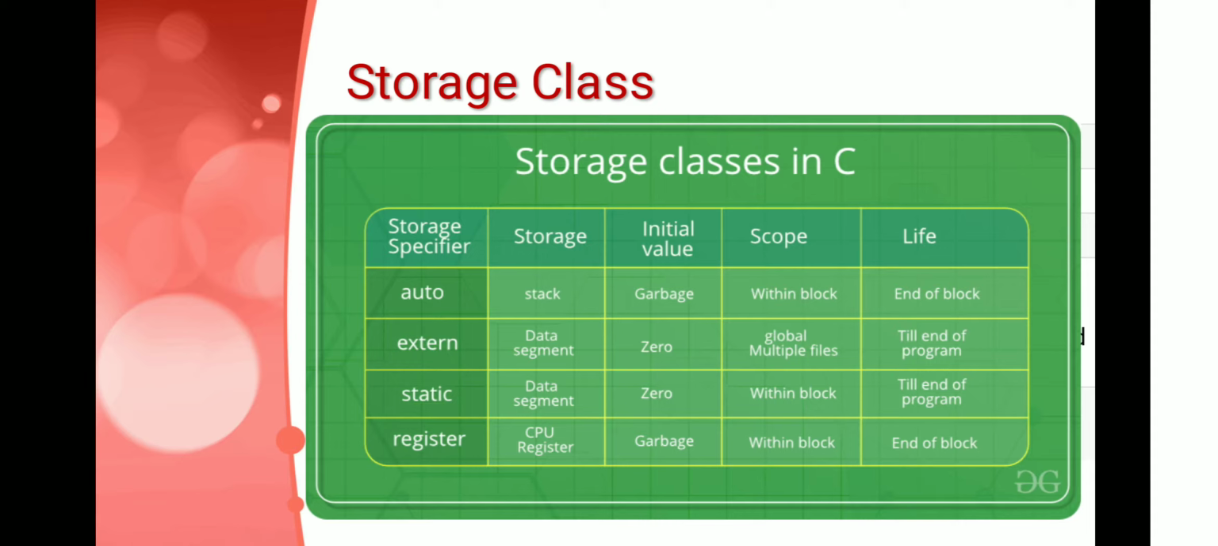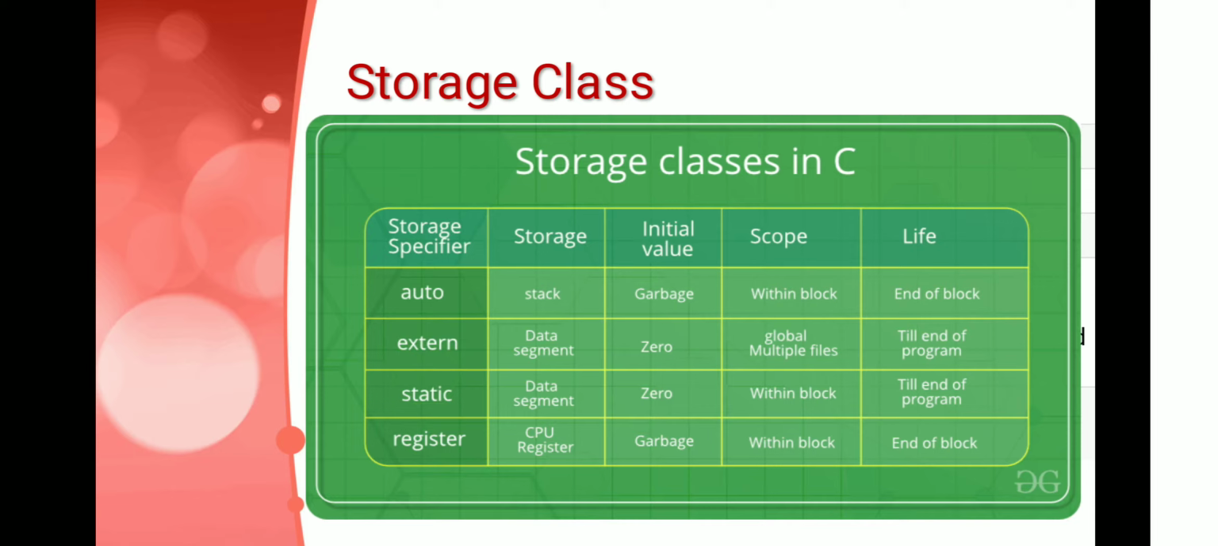here we can see the various structures of the storage classes. If we take auto, it is going to use the stack to store the value, and the value initialized is going to be a garbage value, and the scope is going to be within the block, and the life is going to be, once the block is ended, the variable is going to be lost. Same thing for extern: storage is going to be in the data segment, value initialized is going to be 0, it is going to be a global variable, and the life will be there till the end of the program.